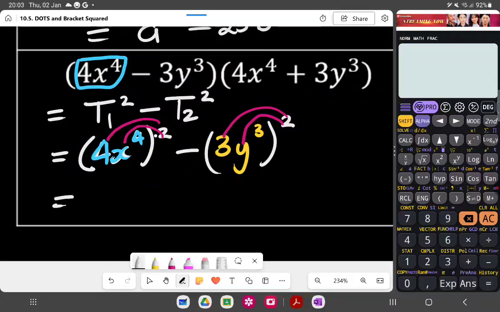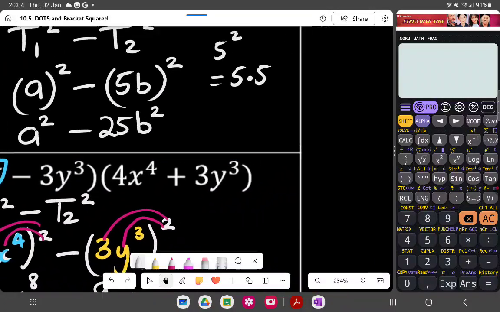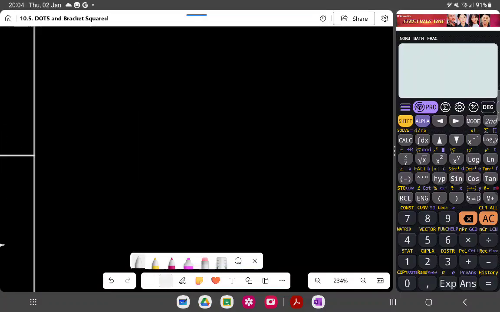So 4 squared is going to be 4 times 4, 16, x. Now do you remember what we do with exponents? If I raise a power to a power, I am going to multiply. It's x to the 4 times 2, which gives me x to the 8, minus 3 squared is 9, y to the 3 times 2, which is 6.